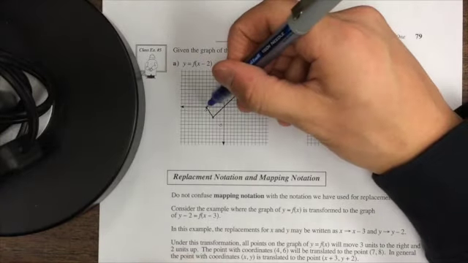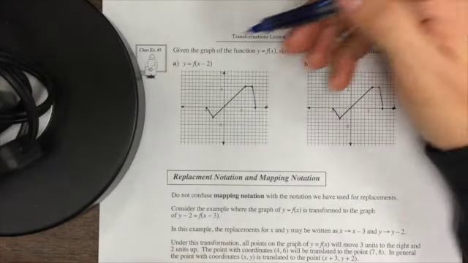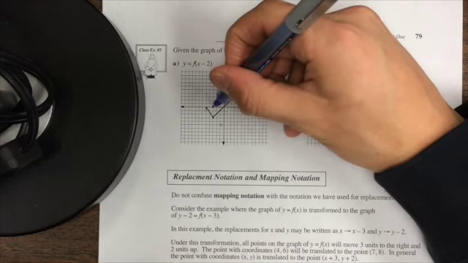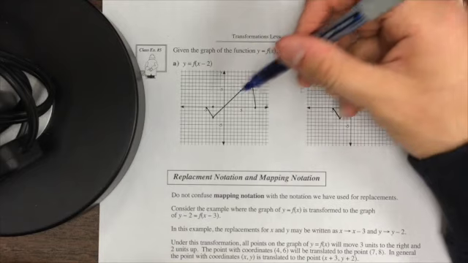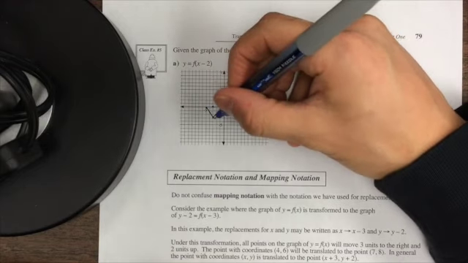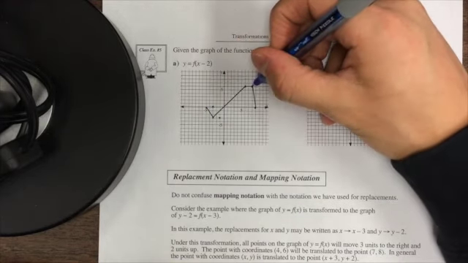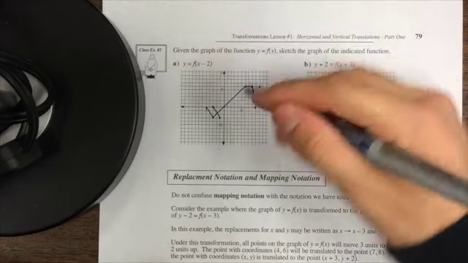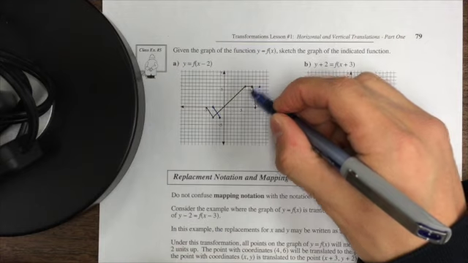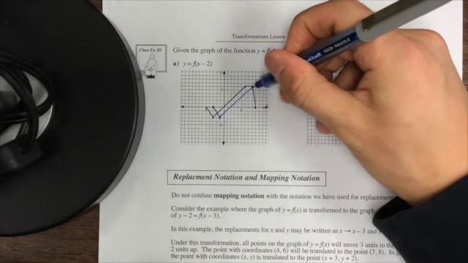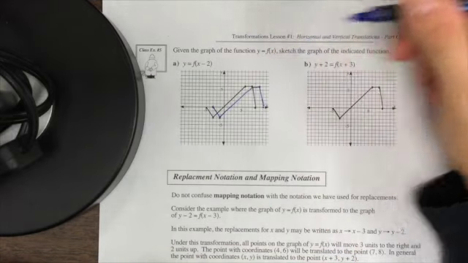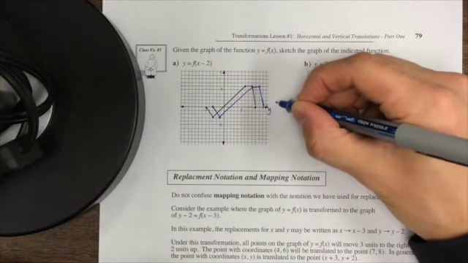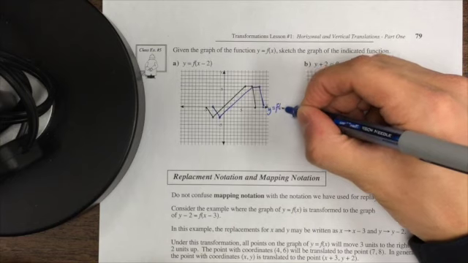So if I'm at this point, all this graph is telling me to do is to go 2 units to the right. So I'm going to do just that. Every corner is going to go 2 units to the right. So 1, 2, 1, 2, 1, 2, 1, 2, and 1, 2. So my new graph is going to look like this. And this is the graph of y is equal to f of x minus 2.